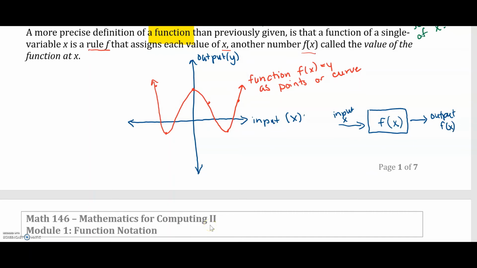In Math 145, we looked at linear equations. With linear equations, we had values of x, which represented the values that went into the function, and then we calculated a value of y, which was really functions, just not written in function notation, where we calculated the y value for each value of x.